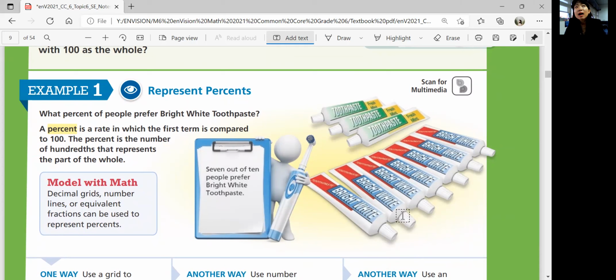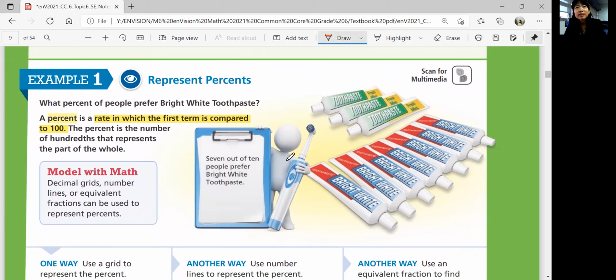A percent is a rate in which the first term is compared to 100. That is the definition of a percent in this book. The percent is the number of hundreds that represents a part of the whole. So in this example, we see that 7/10 people prefer bright white toothpaste. I guess they surveyed 10 people, and 3 people chose the regular toothpaste, 7 people chose the bright white toothpaste. In total, they surveyed 10 people. So 3/10 and 7/10.